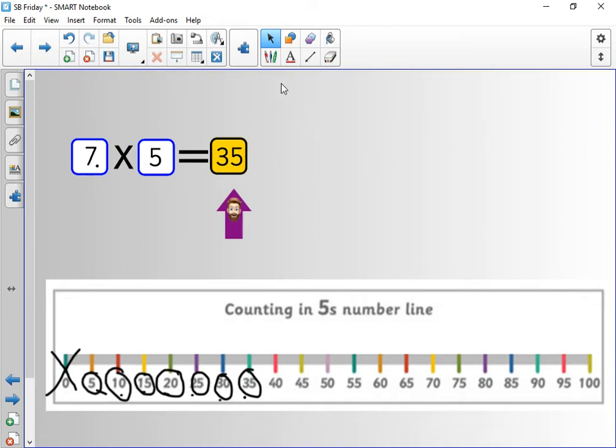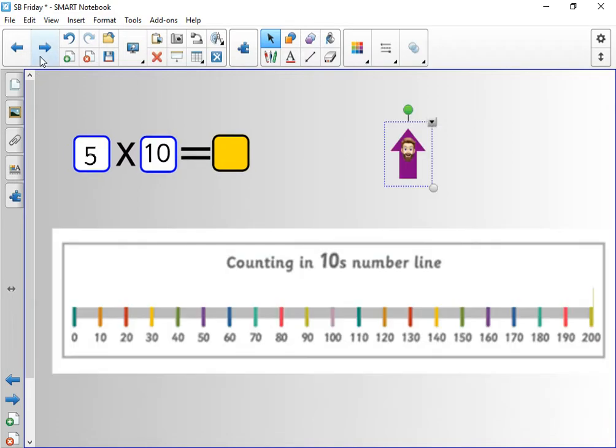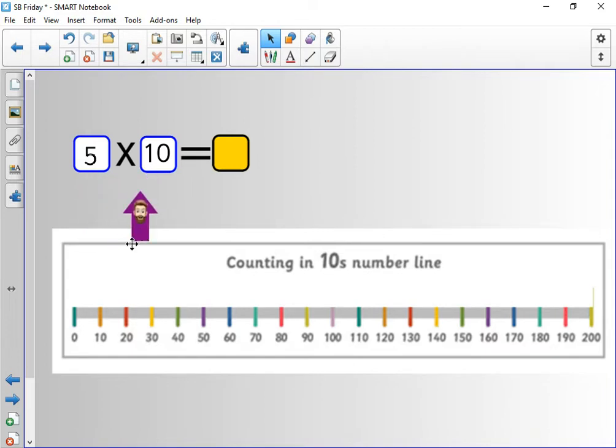Now you could draw an array, but you would get the same answer. Okay, now I've got my tens number line to help me. Read the calculation. 5 multiplied by 10 equals. So I need 5 lots of 10. 5 tens. Let's go to our number line.